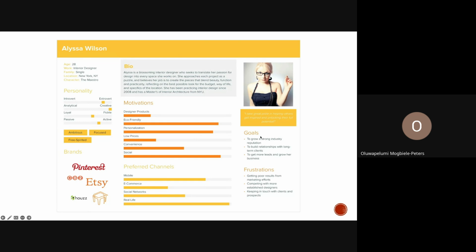this is the product we are seeing, and this persona is called Alisa. Meaning what? She's an interior designer. Yeah, she's 28 years old. She's single, not married. She's a bit extroverted. And definitely she has to be very creative because she's a designer. She's very active. And she's more fickle than loyal, which means what? She's not the one that would stay too much with a brand. If you mess up, she's moved up fast, because she's ambitious.